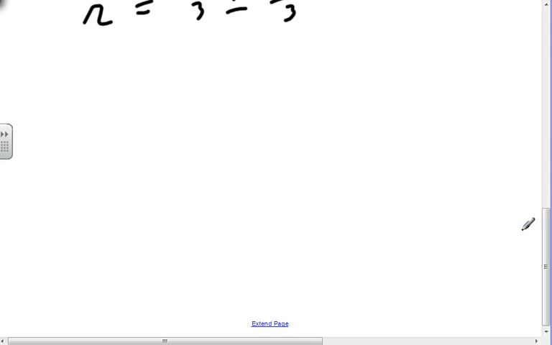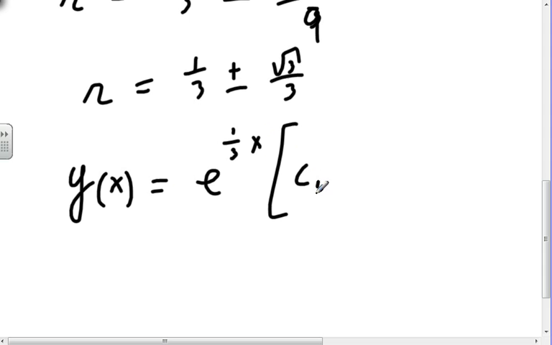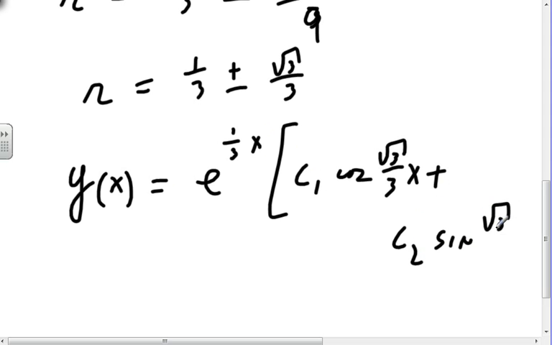Right? And my answer is going to be, I still have initial conditions to apply. e to the 1/3 x, c1 cosine square root of 3 over 3 x plus c2 sine square root of 3 over 3x.